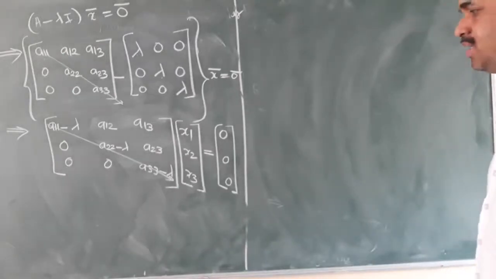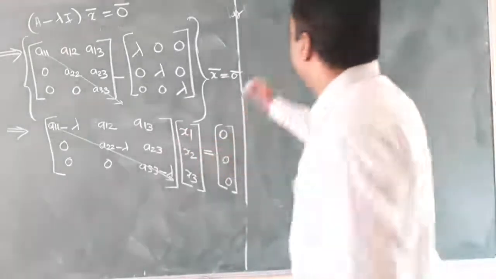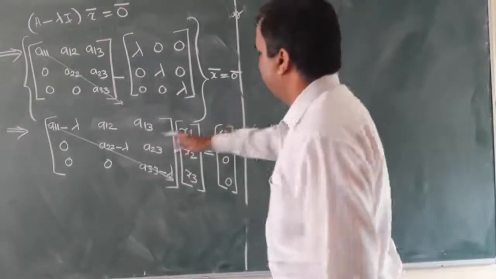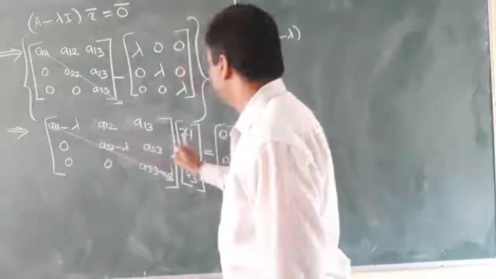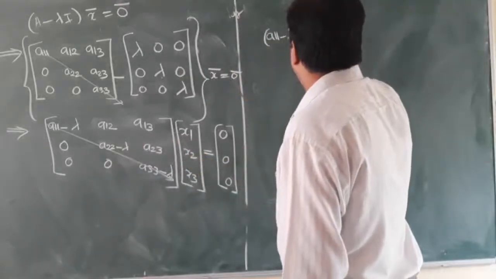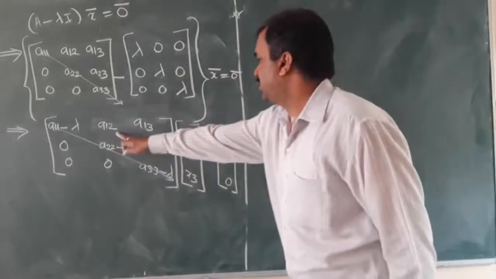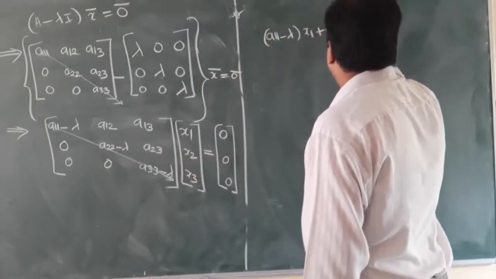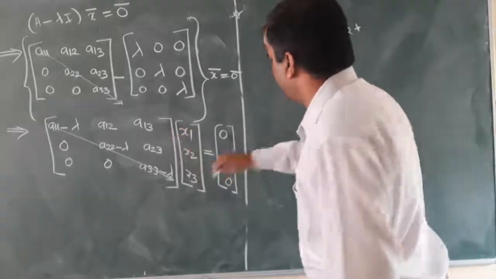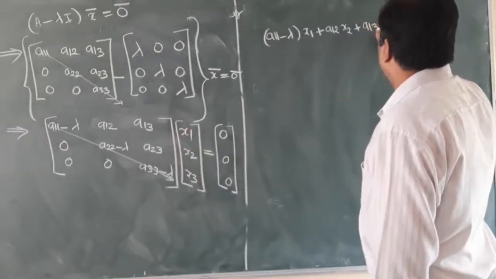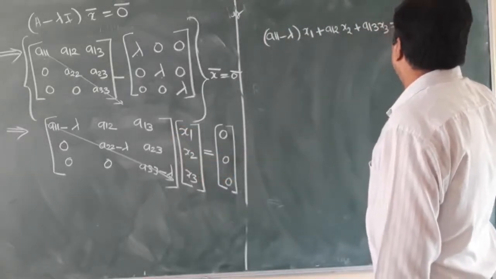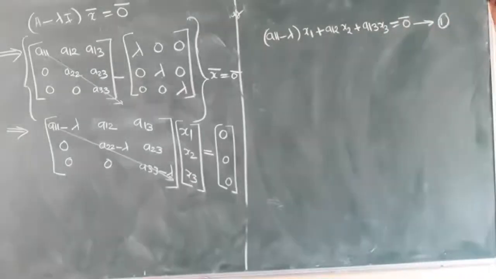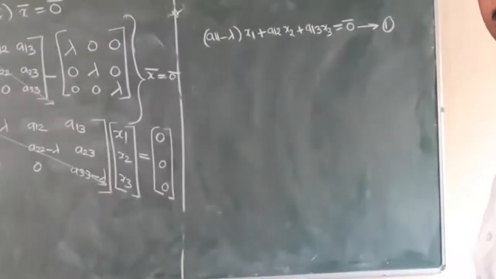Now I'll write three equations. First equation: (a11 minus lambda) x1 plus a12 x2 plus a13 x3 equal to 0 bar. Equation number 1.